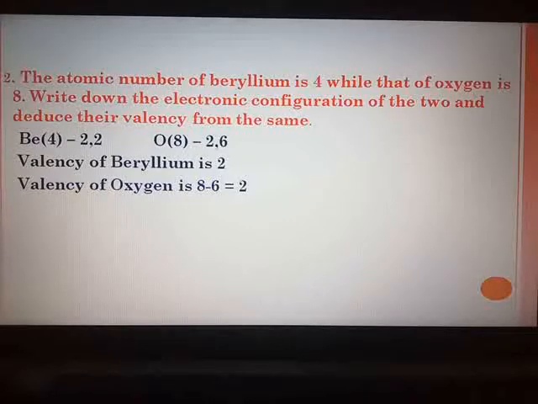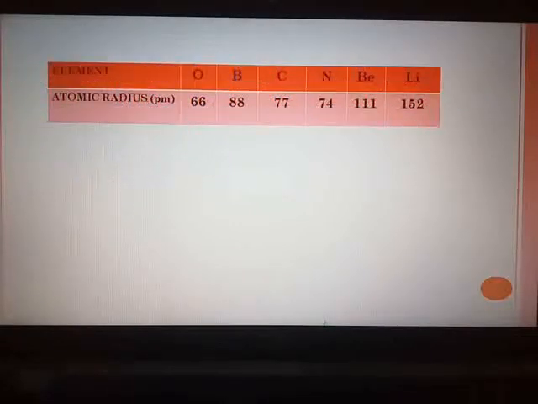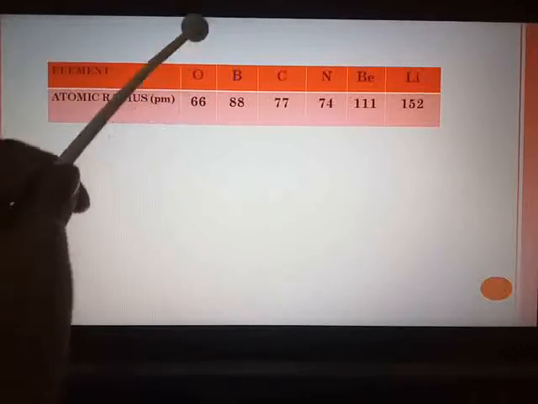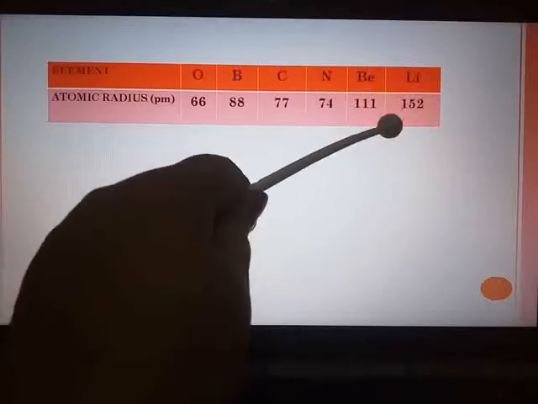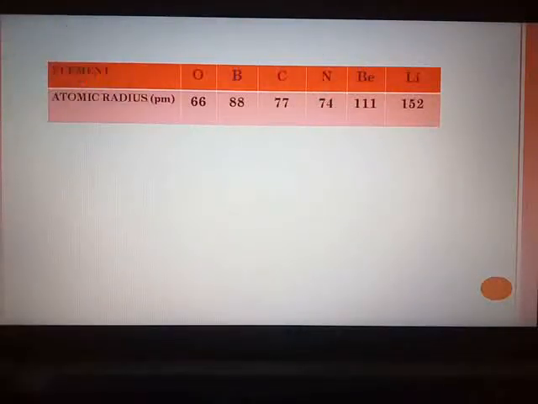Now we go to the most important activities from the board examination point of view, on page number 25. Use your brain power. There are 2 use your brain powers, and in March 2020 one of them was asked for 5 marks. So very important. The table is there ahead of you on page number 25. Element and atomic radius in picometers. Oxygen 66, boron 88, carbon 77, nitrogen 74, beryllium 111, lithium 152. Based on this table, we are going to answer the questions in the yellow block.